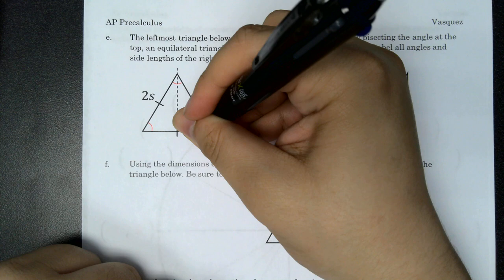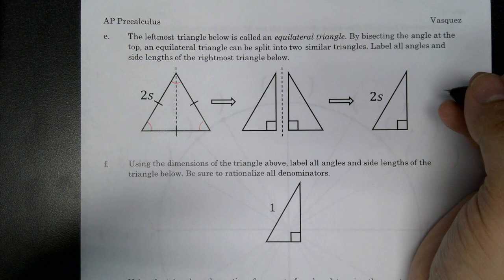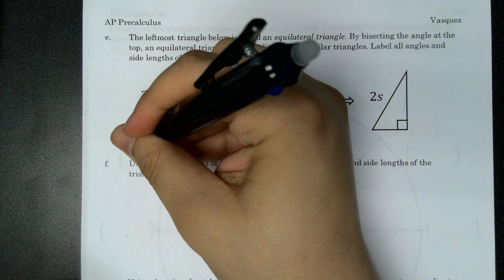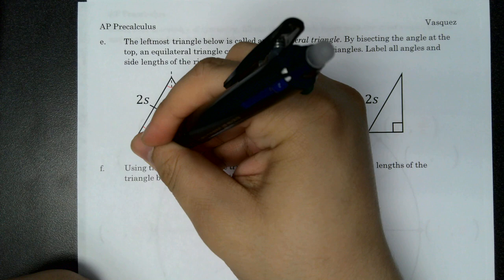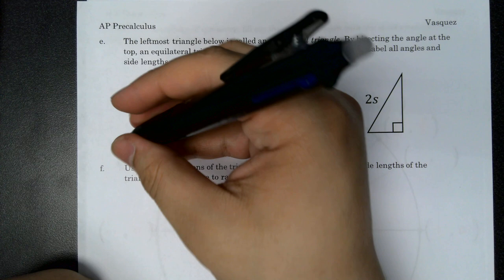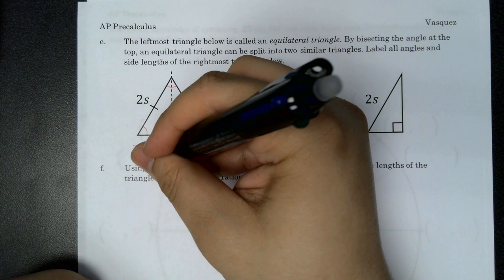So even if we don't know what the dimensions of an equilateral triangle are, we do know that we have three angles, and they're all equal to one another, theta. We should also know that the sum of the interior angles of any triangle is 180 degrees. So if we have three of the same angle equal to 180 degrees, then dividing by three on both sides tells us that these angles have to be 60 degrees each.